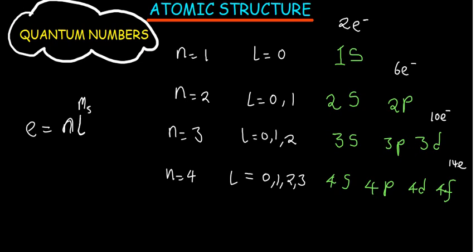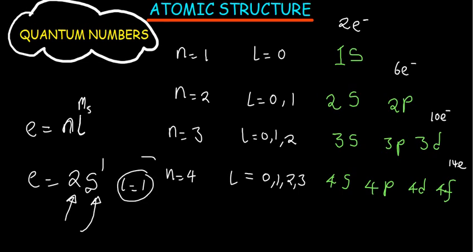For example, we are going to write an electron as 2s1. What does this mean? It means it is in the second energy level, with an angular momentum quantum number s, meaning that l is equal to 0, and this is electron number 1.